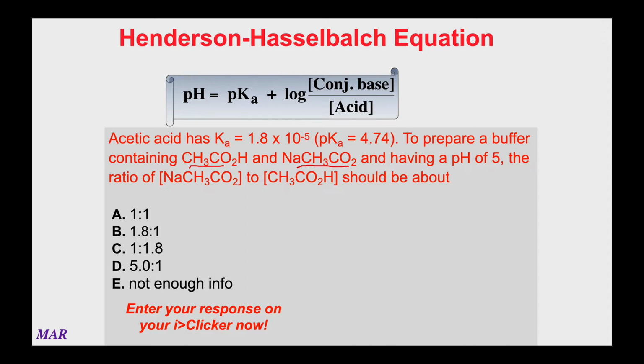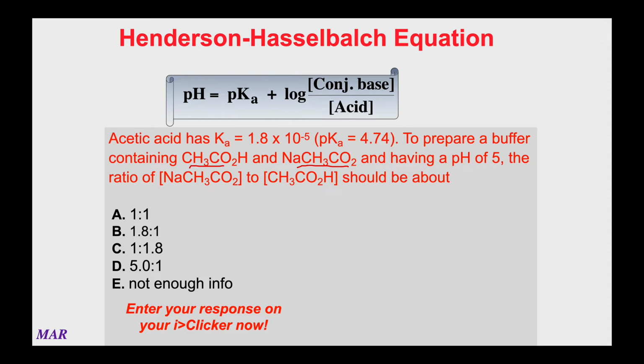So what kind of ratio of base to acid should we have? All right, and there are 4 different choices down there. Now at first this might seem a little intimidating, but here's the thing. Remember, pH equals 2 parts. It equals pKa, and then the other part is this ratio, log of the ratio of base over acid.